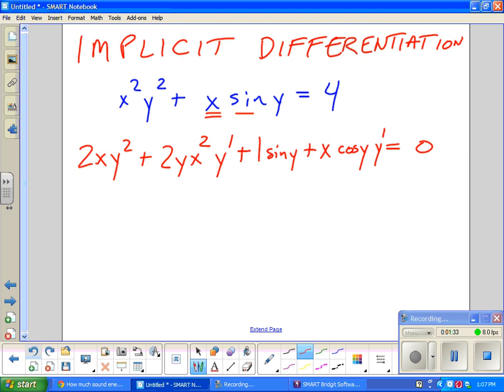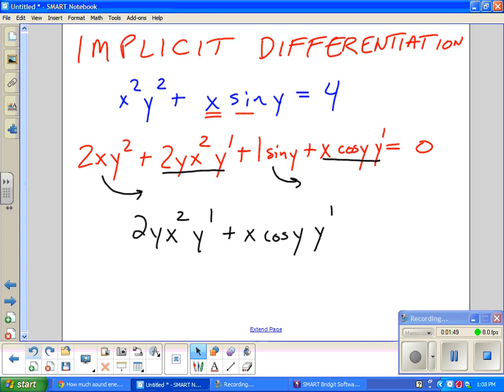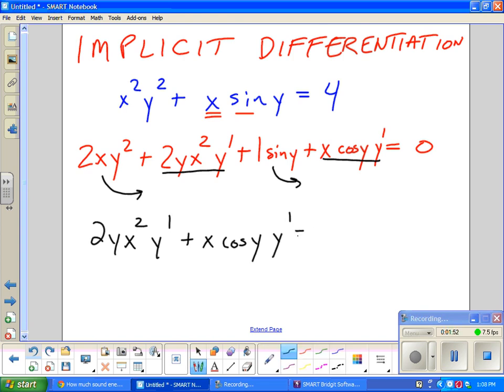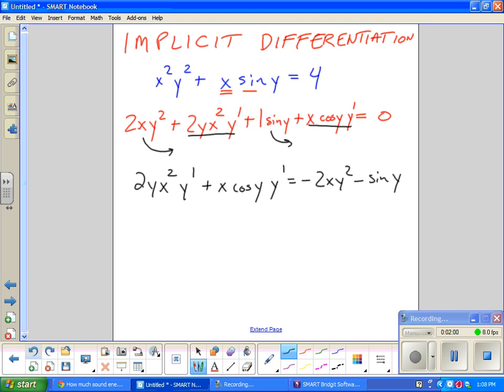Now it is algebra. We've got to get y prime by itself. So I catch that these 2 terms have y prime, and the other 2 terms have got to go to the other side. If I write all this out, that equals opposite side, opposite sign. Now I just factor out the y prime, and I have y prime times that. Divide both sides by this sum, so I can get it clear.